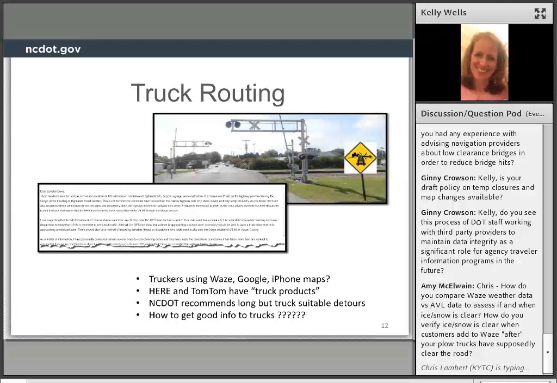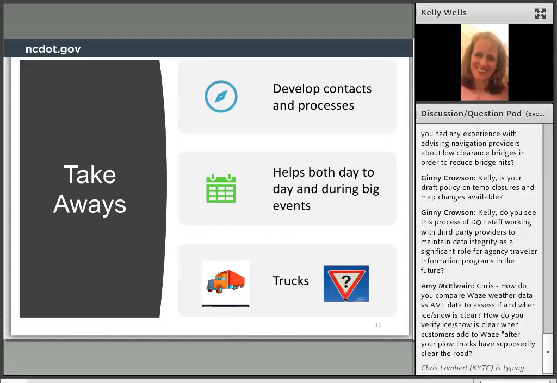So that's kind of our quandary, is how do we get good truck information? How do we get information when trucks aren't where they should be? How do we get that information to them? So I'd like to do a research project on that hopefully next year and get someone to dig into those issues. What apps do truckers use and how do we get better information to those apps?